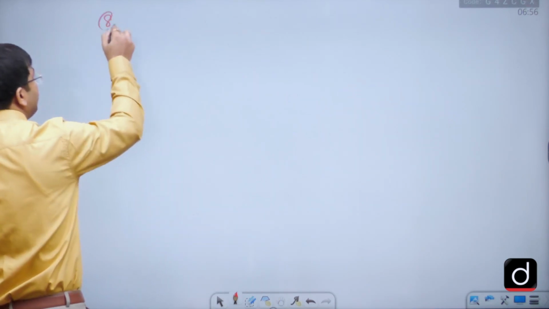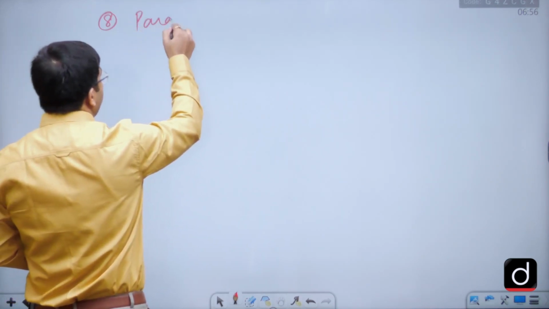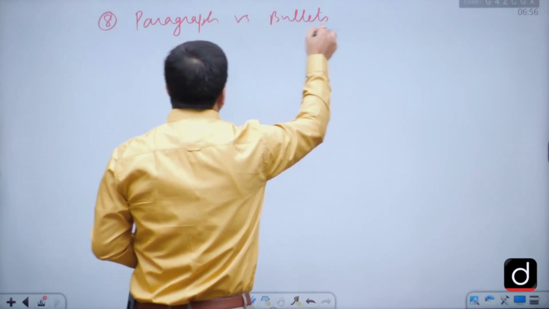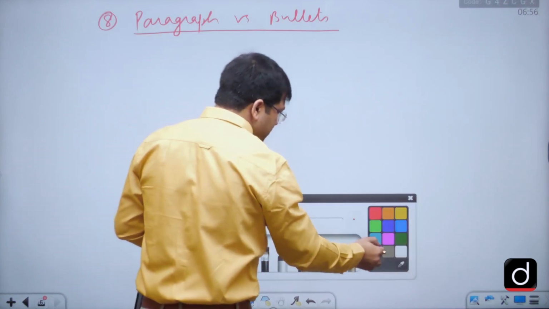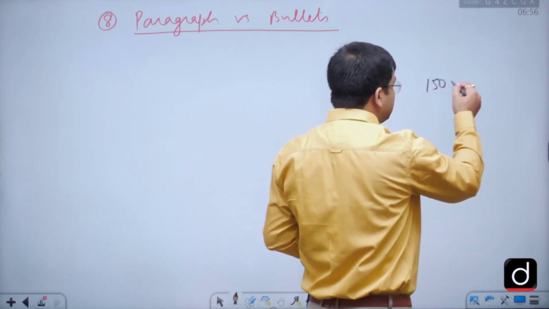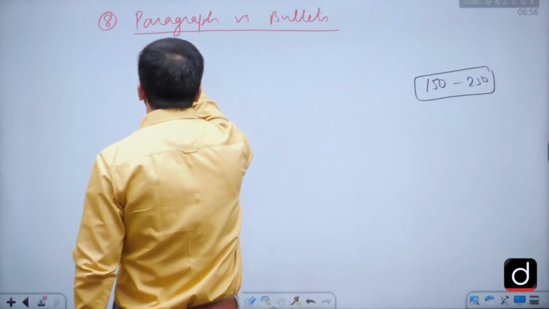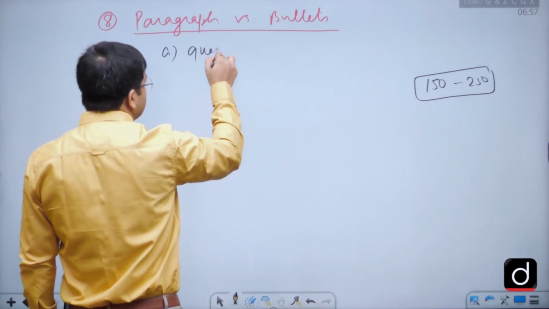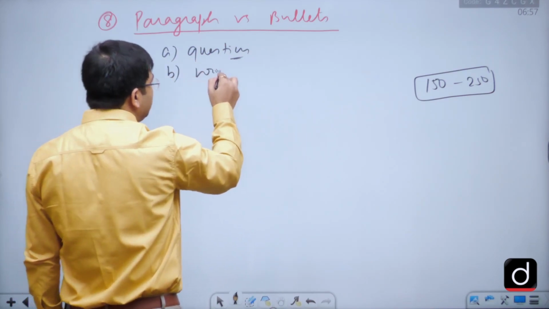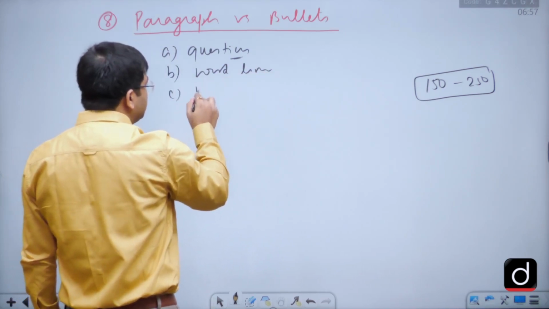Eighth is whether you should write your answer in paragraph or in bullet points. Now see, anything can be asked, and you may be asked to express it in 150 to 250 words. So first of all, it depends on the question. What kind of question has been asked? Second, it depends on the word limit. Third, it depends on how much you know.